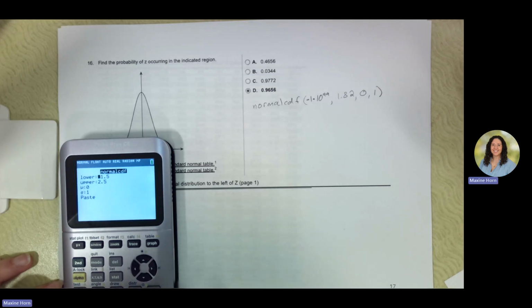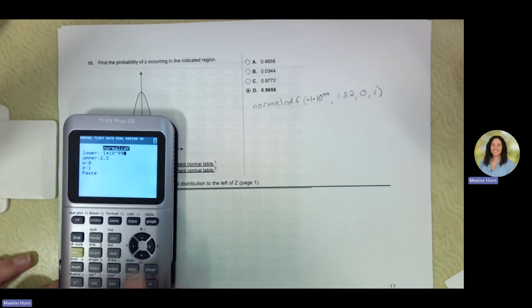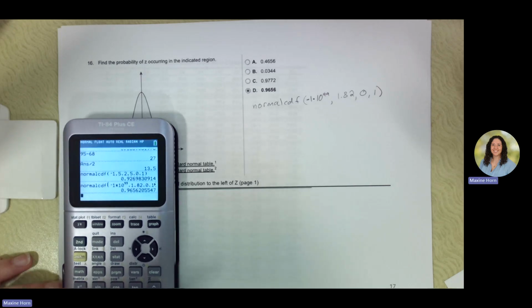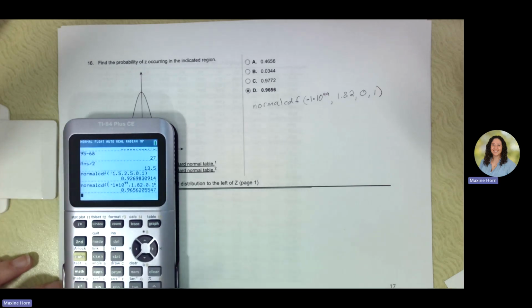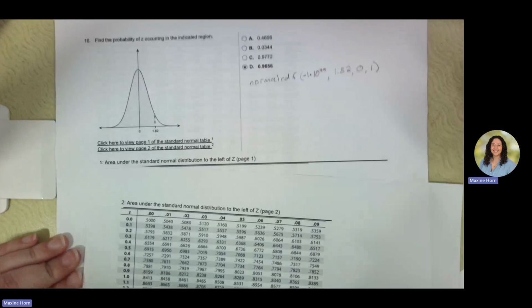So, negative 1 times 10 to the 99th. Upper is 1.82. Okay, so we got the answer. Great. Now let's learn how to use the tables. All right, let me pull one of the tables out here. The first thing that we want to do is find 1.82 on the table. Okay, here's a table here. So I'm just going to scooch this up.